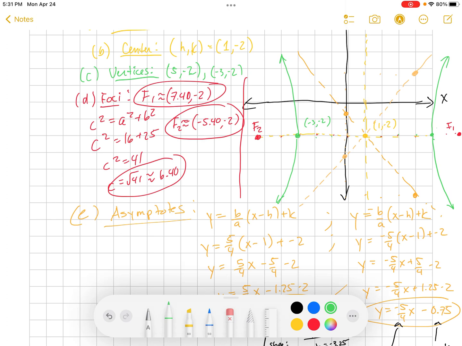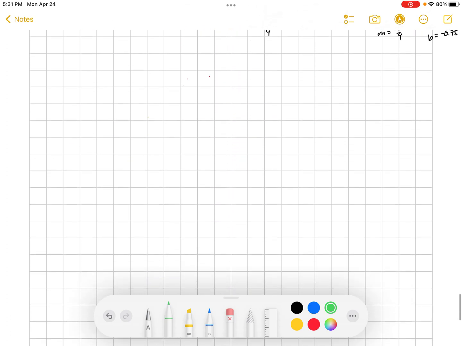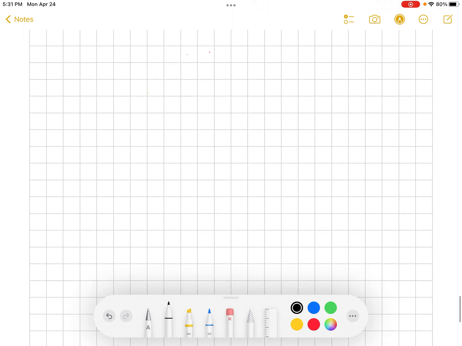So a hyperbola has two pieces, a left piece and a right piece. We have our foci in red. We have our asymptotes in this kind of orange-yellow color. And we have our center, 1, negative 2. All right. Let's go on. Number 4.